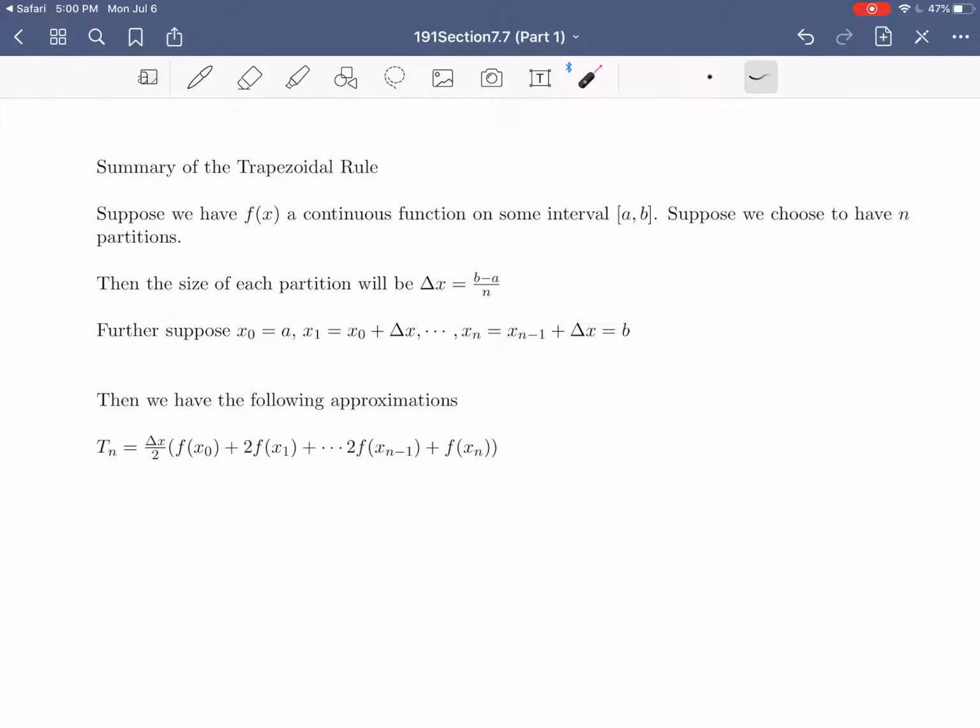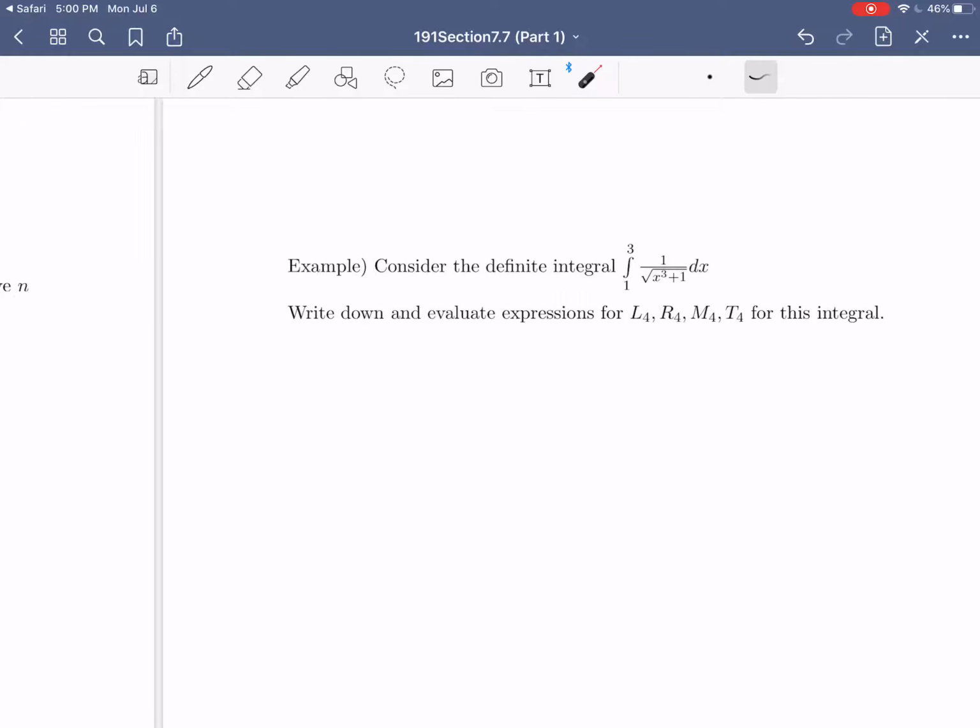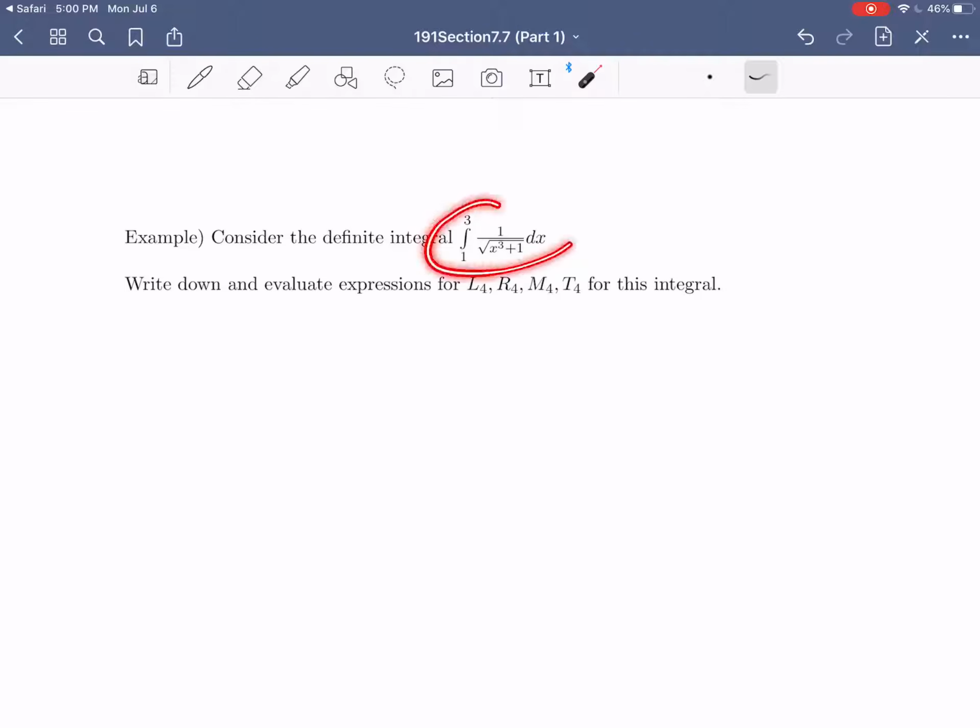Okay, so let's go ahead and actually take a look at applying these different approximations to an actual definite integral and making sure we're good with setting all this up. So here's a definite integral, the integral from 1 to 3 of 1 over the square root of x cubed plus 1. This would be a very, very unpleasant integral to attempt to do. I'm not even sure if it is doable.